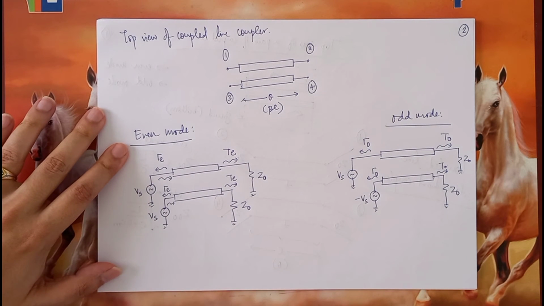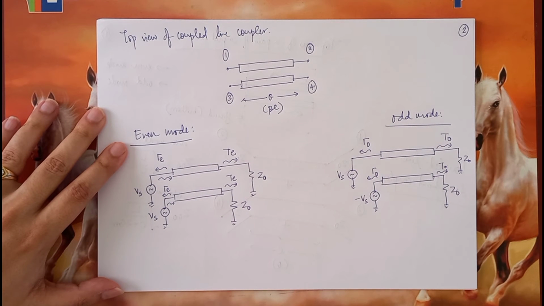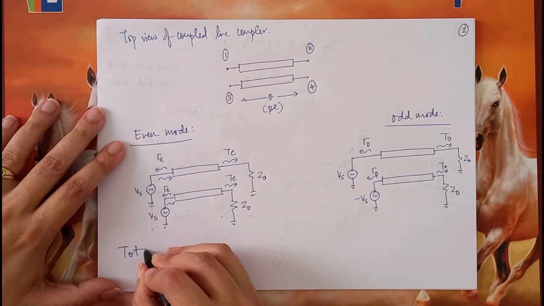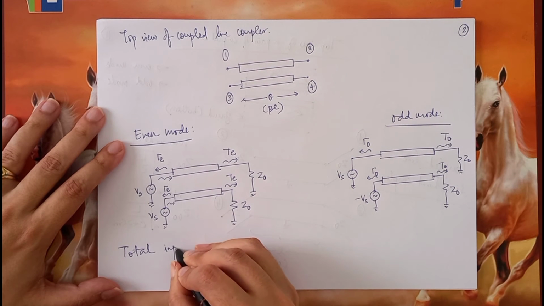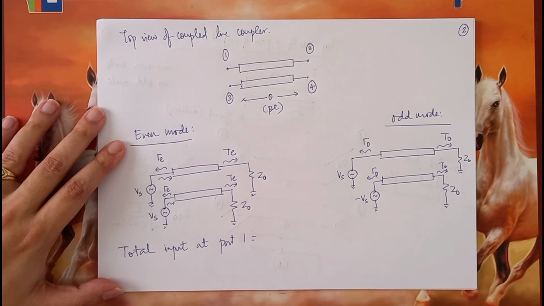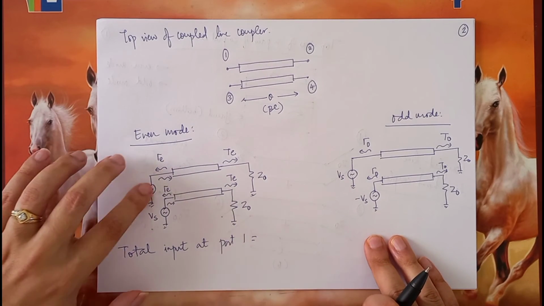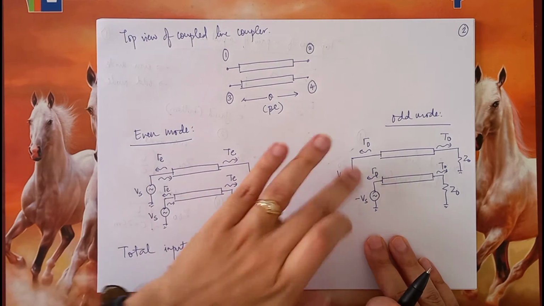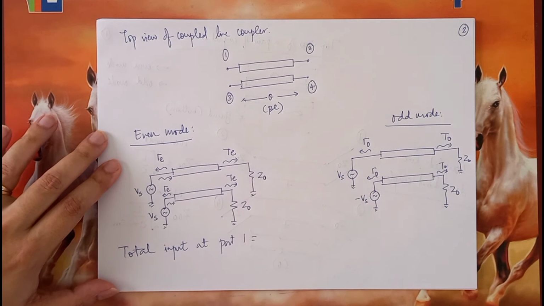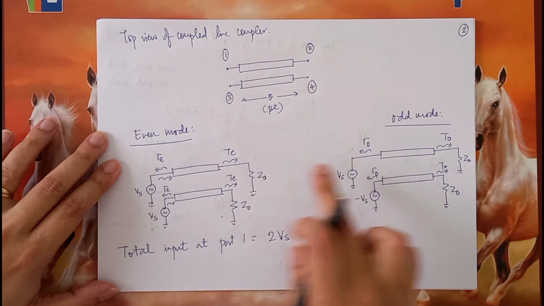Now what we need to do is superimpose the two, the even and the odd modes. So the total input voltage at port 1 will be the algebraic sum of the even mode input and the odd mode input, each of which is Vs. So it will be 2 Vs, just the addition of the two.